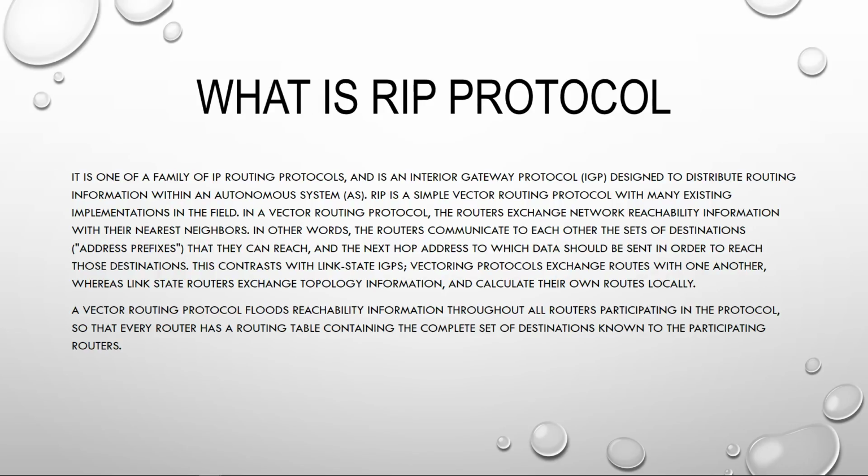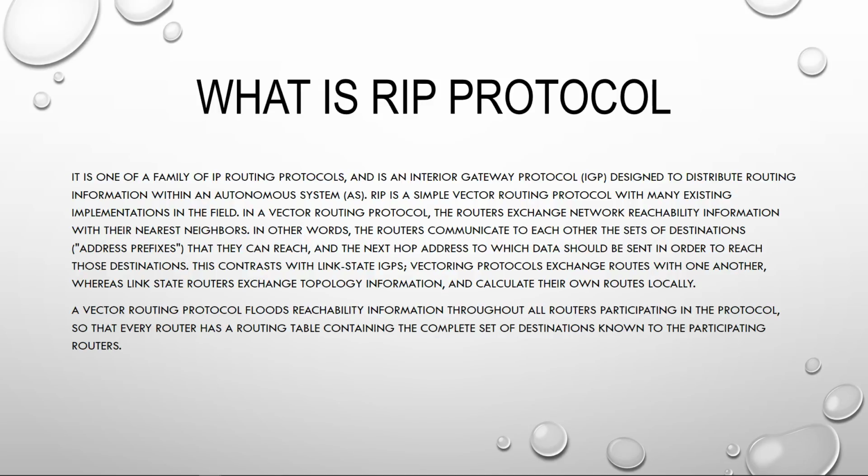It is one of a family of IP routing protocols, and it is an interior gateway protocol designed to distribute routing information within an autonomous system. As you all know, there are two types of routing protocol. One is interior gateway routing protocol, and one is exterior routing protocol. The only exterior routing protocol right now that's being used is BGP, which is similar, in a way, to RIP.